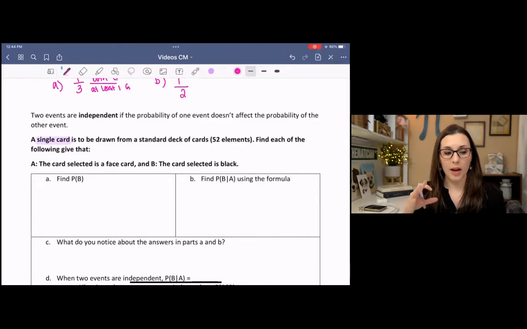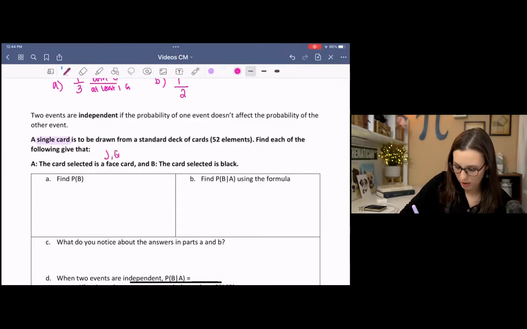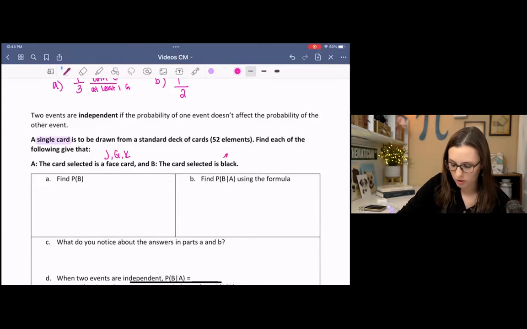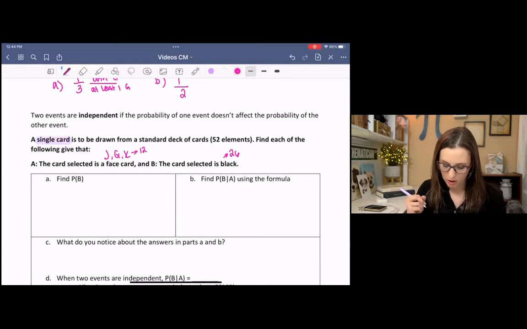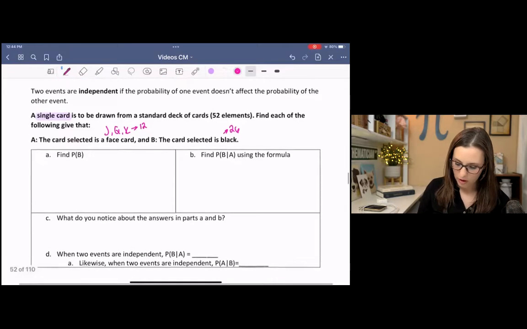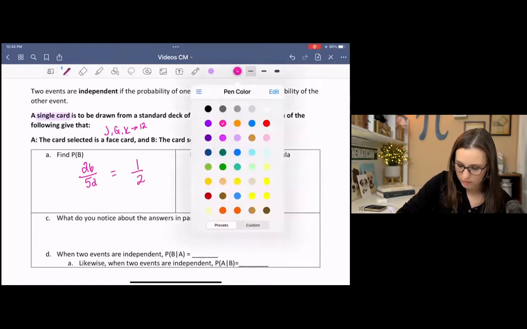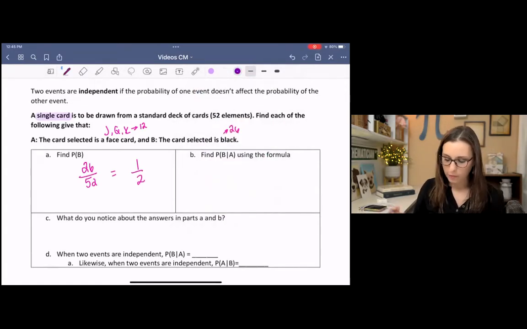Okay, A is the card is a face card. That's Jack, Queen, King. That would be 12 cards. And B is the card is black. There's 26 cards. We want to find the probability of B. The card is black. That's 26 out of 52, or 1/2. And then the probability of B given A using the formula.